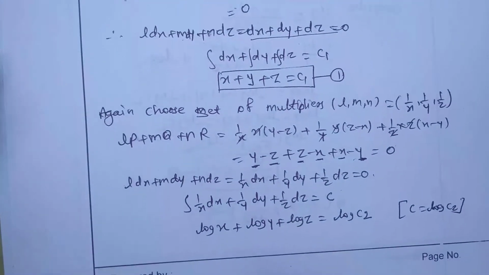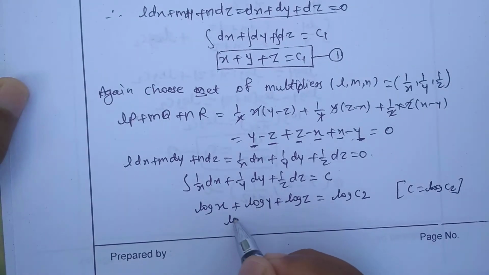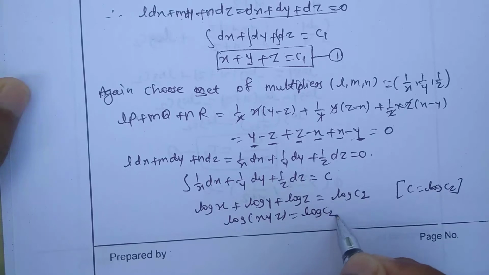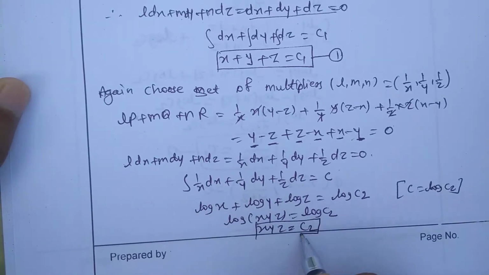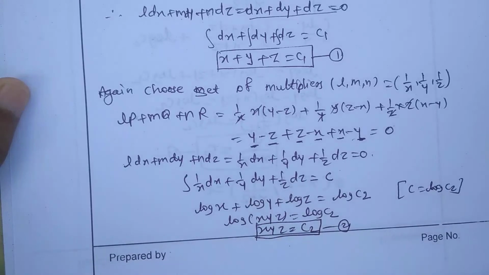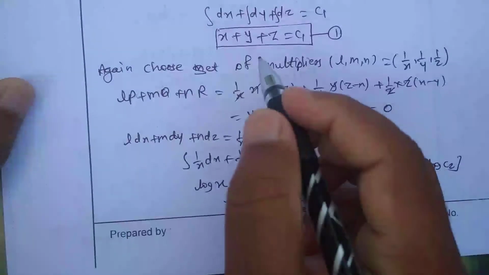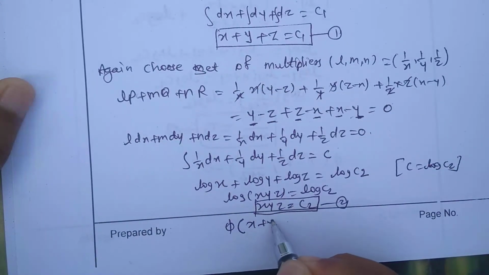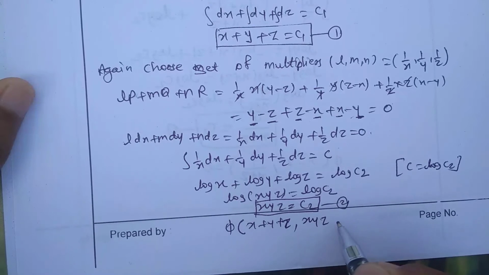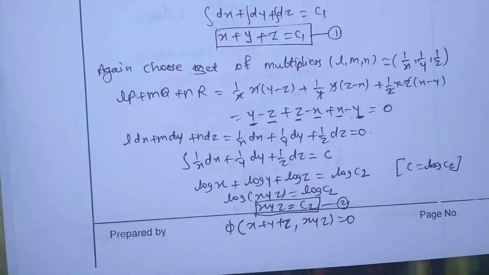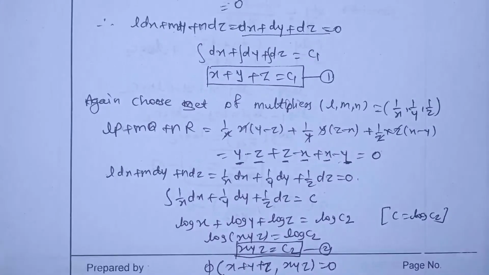Now after using the rules of logarithm, I can write log of xyz equals log of c2. That means xyz equals c2. This is our second solution. So the final answer you can write is phi of c1, c2. Value of c1 is x plus y plus z, comma c2, that is x into y into z equals to 0. So this is our final answer by using the method of multipliers.